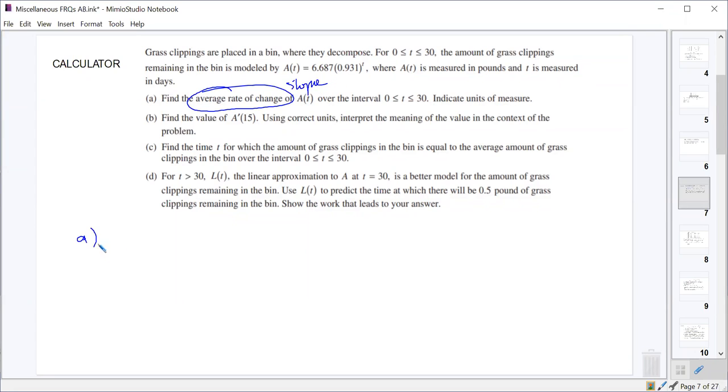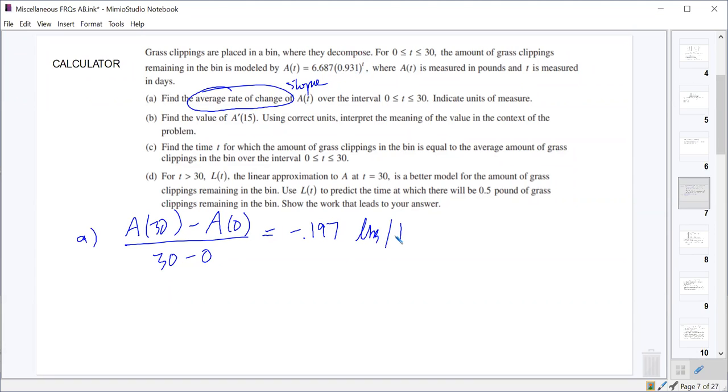So for part A, we just need to find A of 30, subtract A of 0, and divide by 30 minus 0. A of 30 you get by plugging that in: 0.931 to the 30th times 6.687, and then A of 0 is just going to be 6.687, divided by 30. This comes out to be negative 0.197 pounds per day.